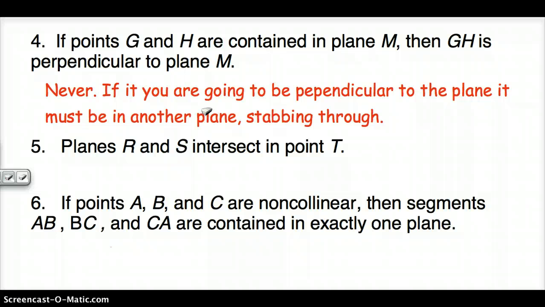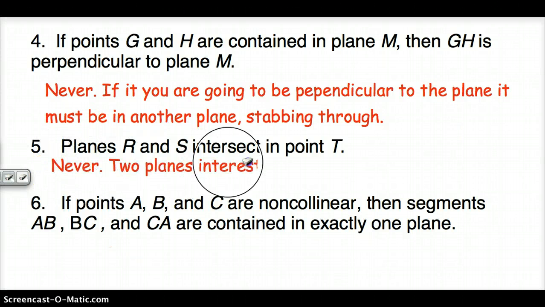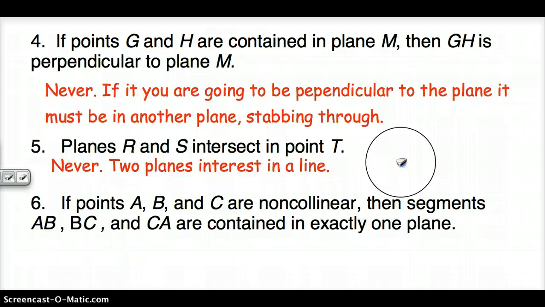Example 5. Planes R and S intersect in point T. When I have two planes, remember your walls? The walls intersect in a line. Two planes are not going to intersect in one point. They're always going to intersect in a line. So that's never true.